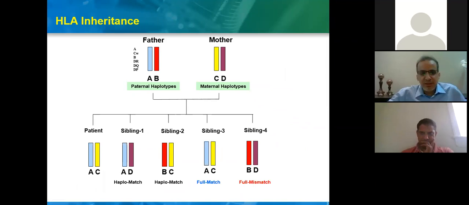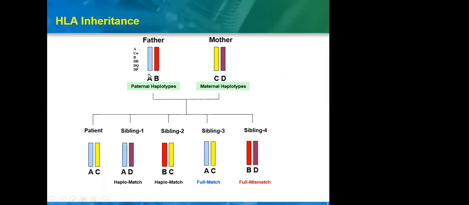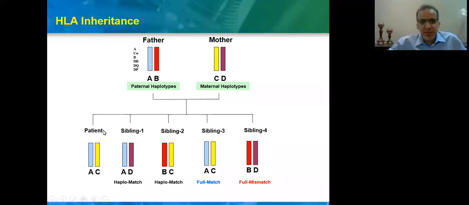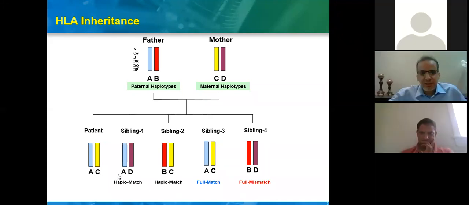So for example, imagine here is the patient and he inherited the A haplotype from the father and the C haplotype from the mother, and we type the rest of the siblings, sibling number 1, 2, 3, and 4. Sibling number 1 is matched with the patient only in the A haplotype and mismatched in the other haplotype. So this is what we refer to as a haplomatch. Very similar with sibling 2, who matches the patient in C but mismatches for the A haplotype. Again, this is a haplomatch.